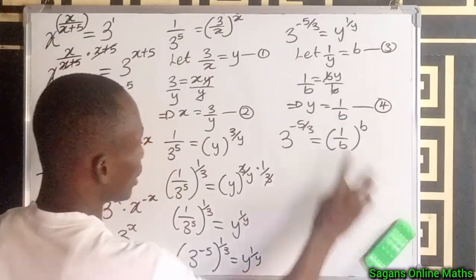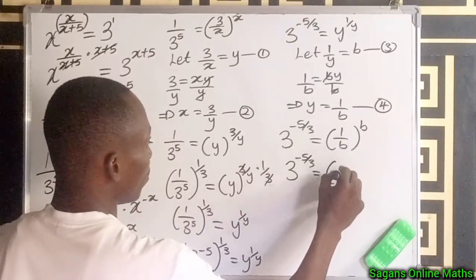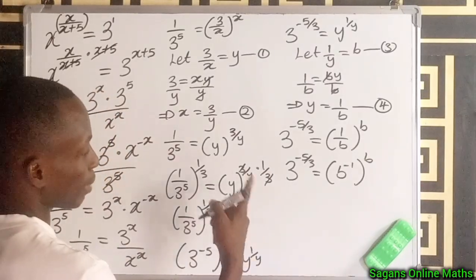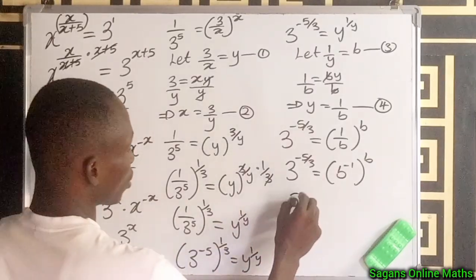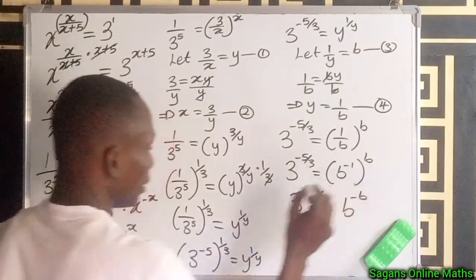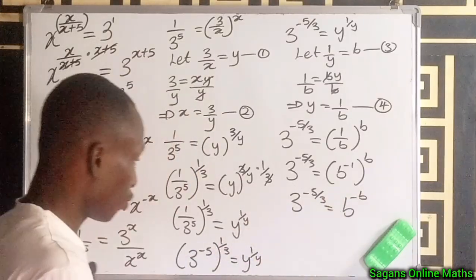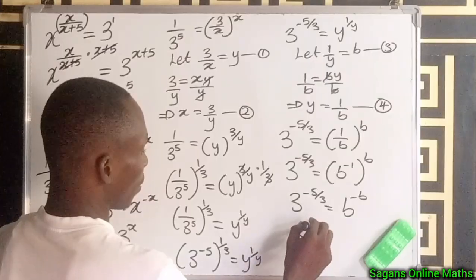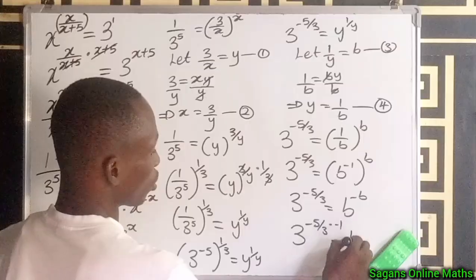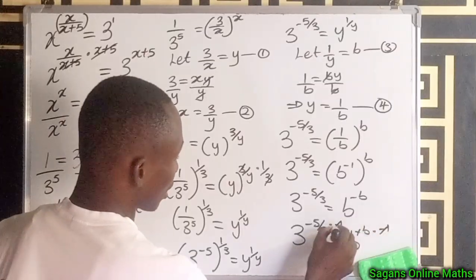All right. Now, I can write this 1 over b as 3 to the power minus 5 over 3 equals b to the power minus 1, all to the power of b. Remember that the index inside the parentheses can multiply the index outside. This becomes 3 to the power minus 5 divided by 3 equals b to the power minus b. And I want to remove this minus sign from here, so I have to multiply both powers by minus 1. If I do that, I get 3 to the power of minus 5 divided by 3 multiplied by minus 1 equals b to the power minus b multiplied by minus 1, so that this cancels out this and this cancels out this.